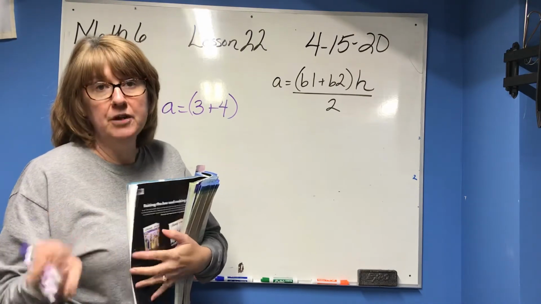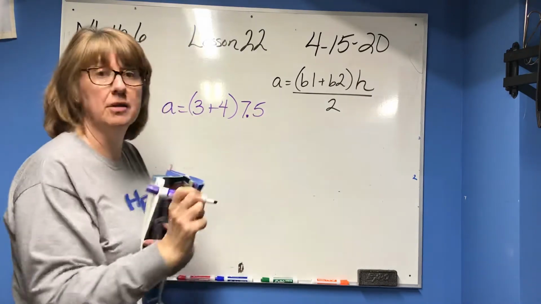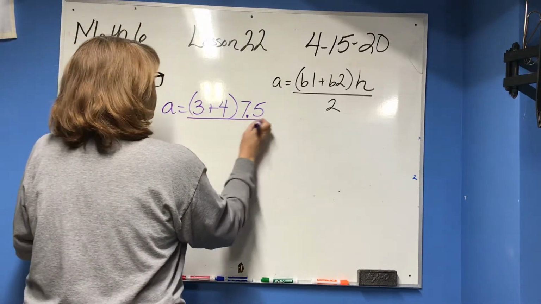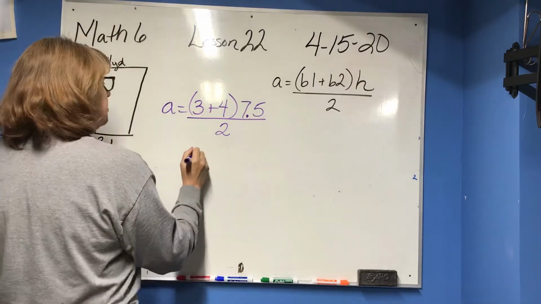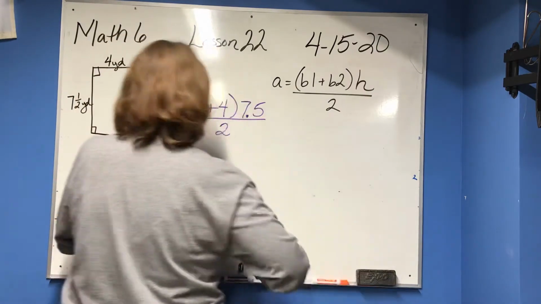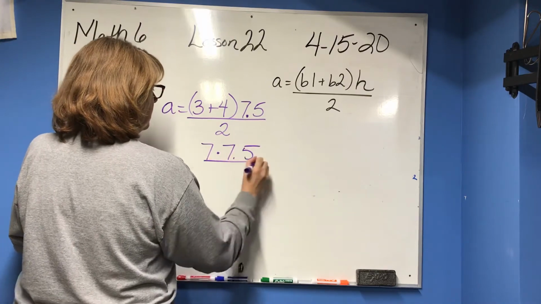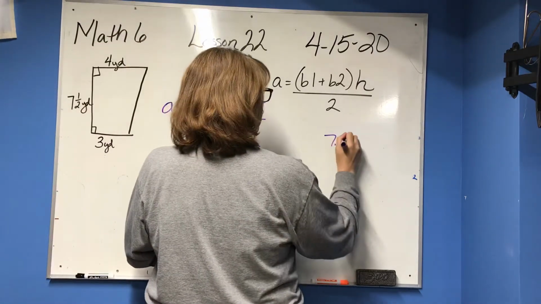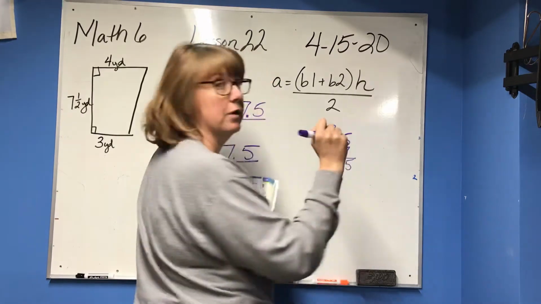Now, if you have a calculator, put in 7.5. Oh, I don't have my calculator. My phone is on the stand right now, so we'll have to do this together. Okay, and now I'm going to divide this by 2. 3 plus 4, I got that part. So this is 7 times 7.5 divided by 2. So 7.5 times 7, I'm going to do it on the board. You get your calculator and double check me.